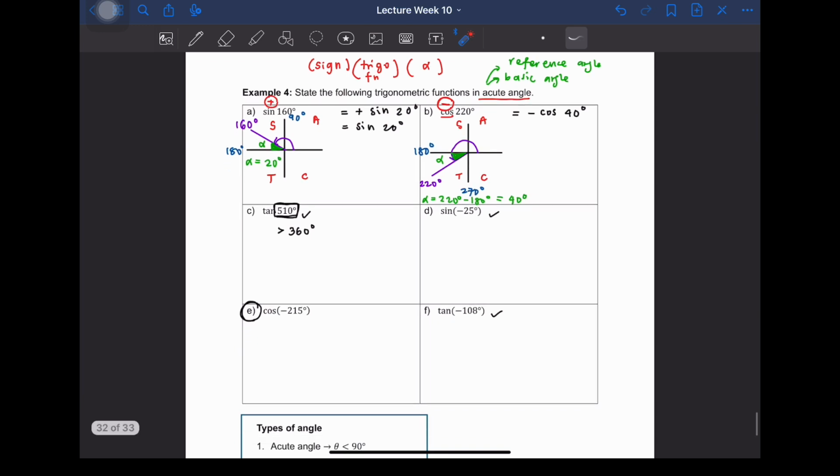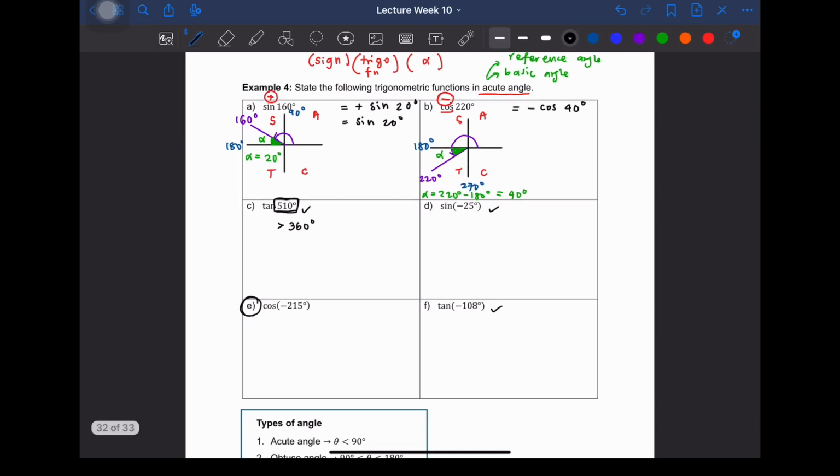Okay, so now example E. So first kita lukis dulu kita punya garisan paksi kita, like this. And then kita nampak dekat sini dia adalah negatif 215. So negatif 215 maksudnya dia akan pergi ke arah sinilah, ke arah clockwise sana. And then negatif 215 duduk dekat mana? So the first one kita start dengan 0 degree and then turun ke bawah. So dia adalah negatif 90 degree and then negatif 180 degree, negatif 270 degree, negatif 360 degree.